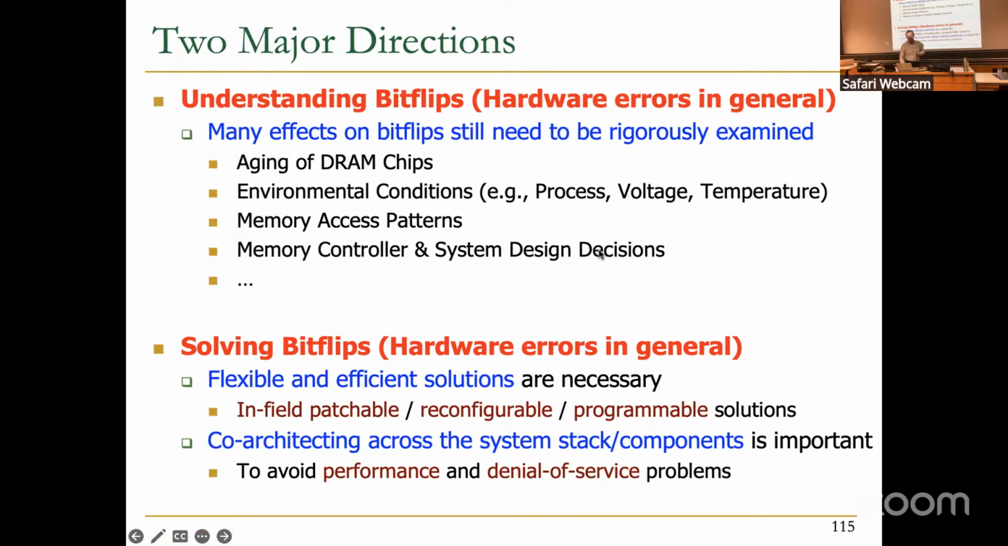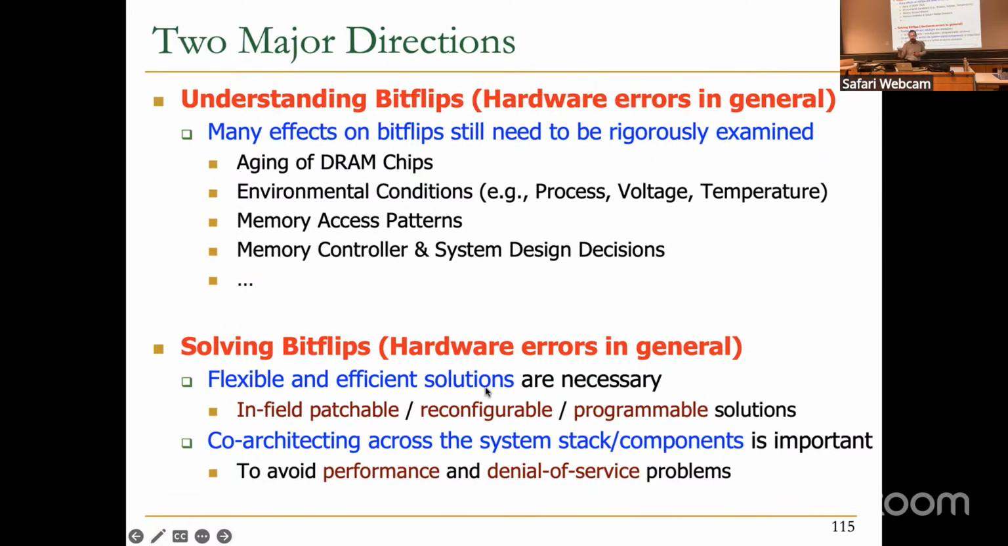Memory access patterns, memory control, and system design decisions, these all actually affect the bit flips that you get. And some papers build some understanding, but there's more to do in really understanding how a system is designed and how that affects the errors that you get from memory or some other part of the system. And then there's a solution space. This is understanding. Of course, understanding can inform the solution space as well as the attack space, but solving is also important. Like we need more flexible and efficient solutions.